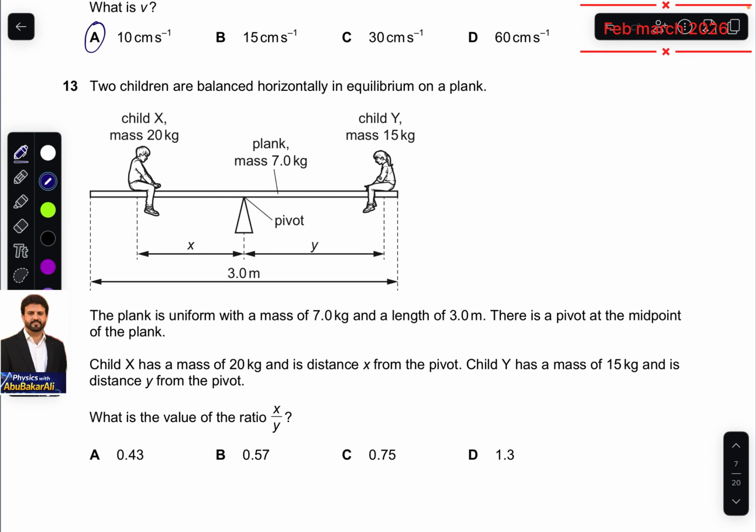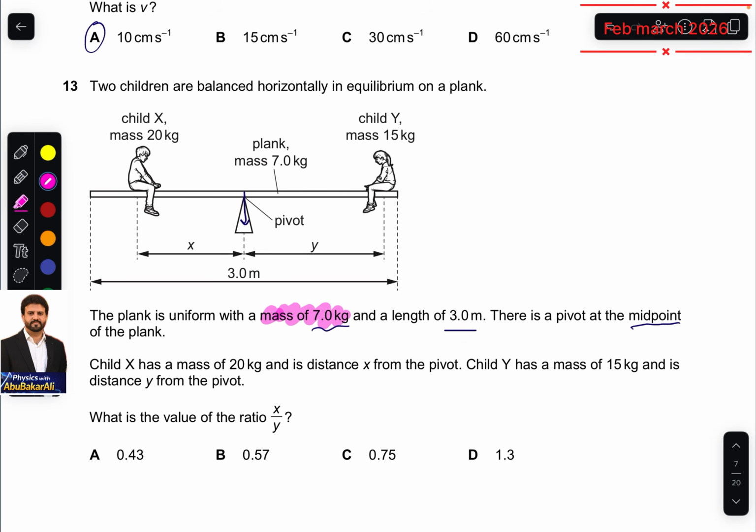Question 13. Two children are balanced horizontally in equilibrium on a plank. The plank is uniform with a mass of this, and length of 3 meters. There is a pivot at the midpoint of the plank. Now look, the plank is uniform and the pivot is at the middle. It means its weight is also acting here. So whatever information we have for the mass of the plank is irrelevant in case of the moment.